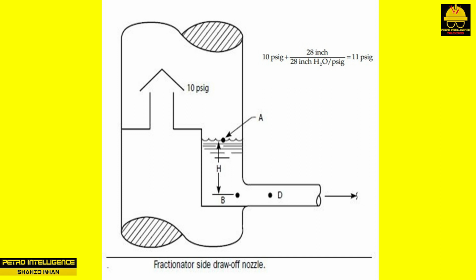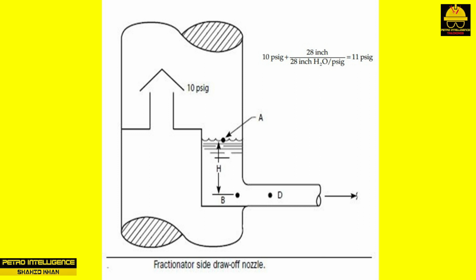But the pressure at point B is 1 psi above the water's bubble or boiling point. We say, then, that the water at point B is subcooled by an equivalent of 28 inch of liquid, or 1 psi. But how about the pressure at point D?